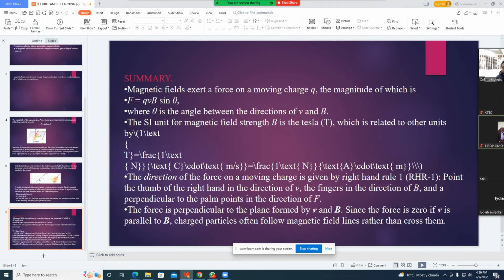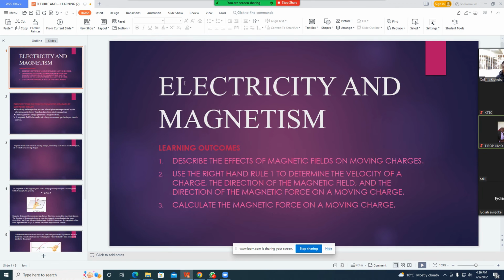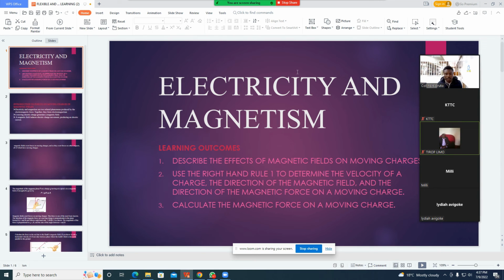So I hope you have now understood the objectives. We can say that you have understood the effects of magnetic fields using the right-hand rule, and I will send you an assignment to calculate the magnetic force on a moving charge.